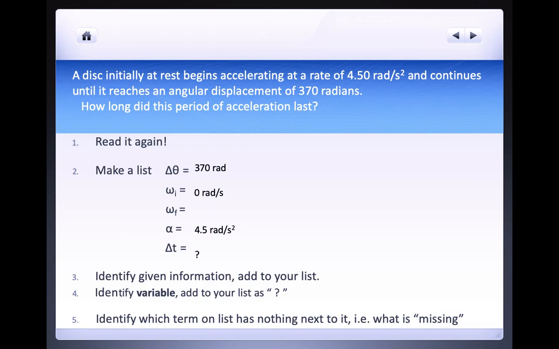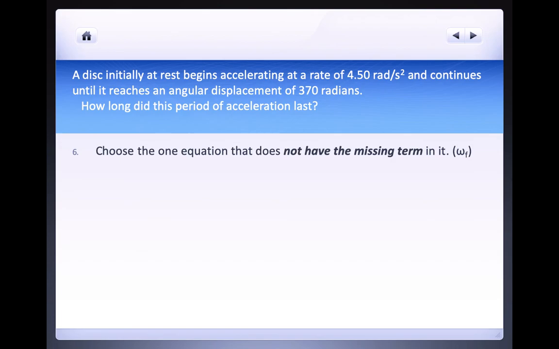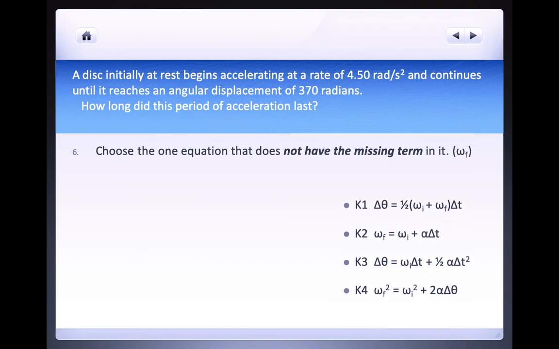In other words, we have to choose the equation that does not have omega f in it, because I don't know anything about it and I can't use it, so I certainly have to pick an equation that does not have omega f. So what equation is that going to be? Well, let's take a look at them. If you just quickly take a peek, it should be pretty quickly obvious that kinematic 3 is missing omega f. It's the only one, in fact. And so now we're going to apply kinematic 3 to our problem. We have delta theta equals omega I delta t plus 1/2 alpha delta t squared.